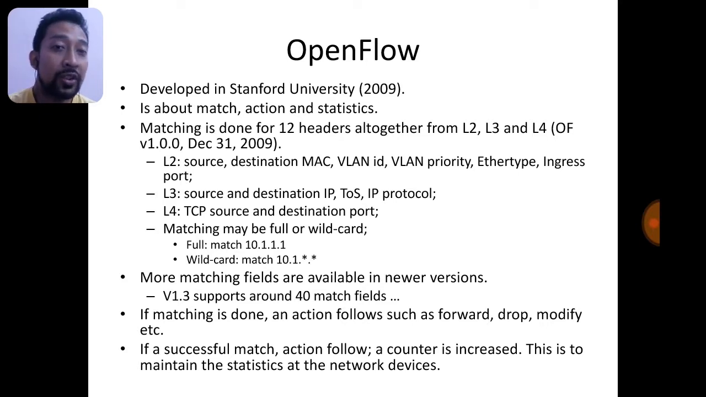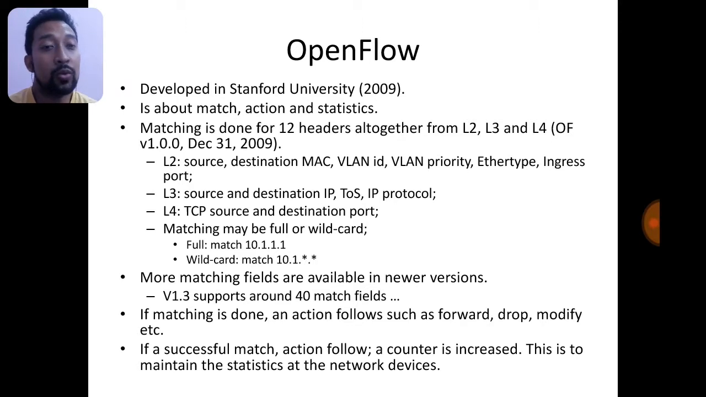So in version 1.0, in the layer 2 header, we could match source and destination MAC, VLAN ID, VLAN priority, ether type, and ingress port. We can also match in layer 3 the source and destination IP, the type of service bits, which are basically used for quality of service, and the IP protocol. In layer 4, we can match the TCP source and destination port.